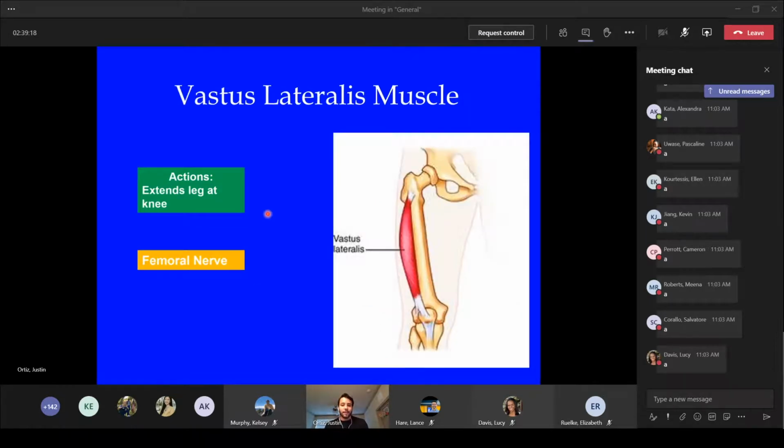So you can see here, like in the vastus lateralis, I only put extends the leg at the knee, right? It only extends the leg at the knee because look, this vastus lateralis doesn't go all the way to your hip. Since it doesn't go all the way to your hip, its only action is going to be extending the leg at the knee because it's attaching to the tibial tuberosity, right? Over here. And it's going to be basically like flexing the leg at the knee. So basically bringing your leg up. And it's going to be femoral nerve. Femoral nerve for that. It's femoral nerve for almost all of these.